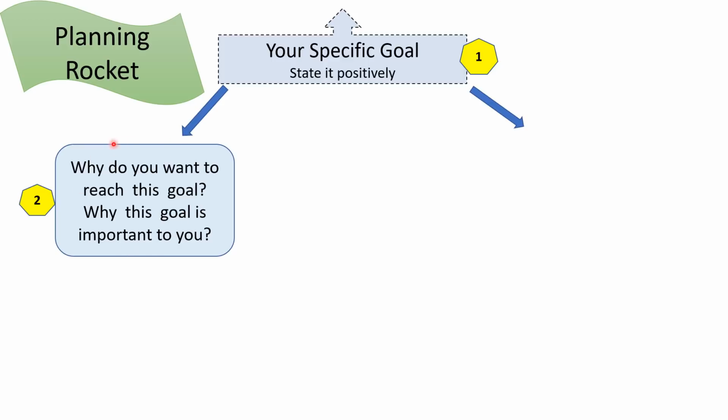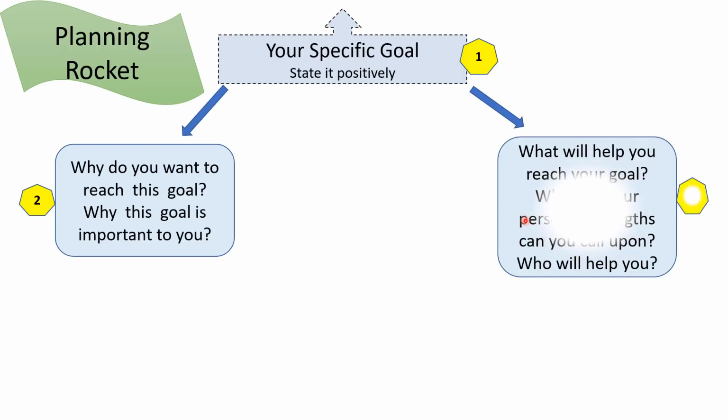You have to write it in the second box. Why do you want to reach this goal? Why is this important for you? You have to answer this question here. Then the third stage: you have to identify the resources. What will help you reach these goals?